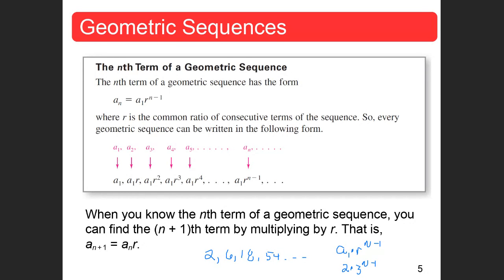If I wanted to find the first term, all I do is plug 1 in here. 1 minus 1 is 0. 3 to the 0 is 1. 2 times 1 is 2. Oh, that is the first term. If I put 2 in here, 2 minus 1 is 1. So 2 times 3 to the first, well, that's 2 times 3, which is 6. And so on and so forth. So to find the nth term, super easy when you're dealing with a geometric sequence.